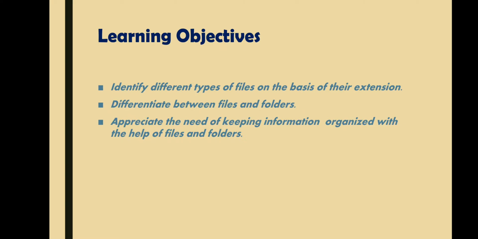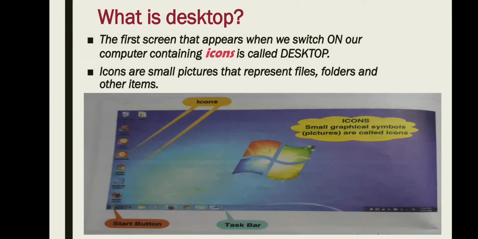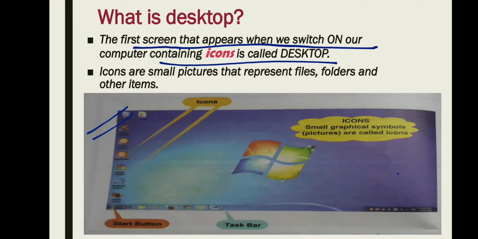So let's get started. My first question is, what is a desktop? Dear students, the first screen that appears when you switch on your computer system, which contains icons, is called the desktop. Desktop is the screen that appears when you start or switch on your computer. This is the desktop. The blue screen that is visible in this picture is known as the desktop.